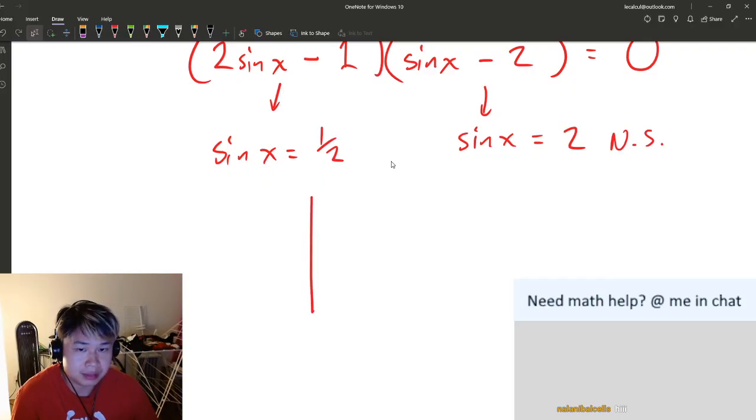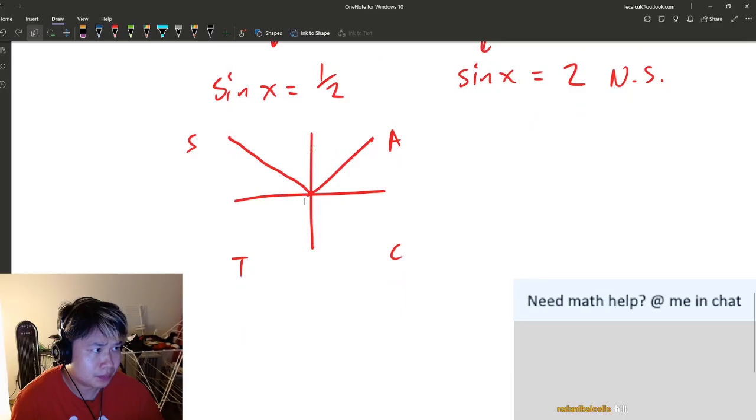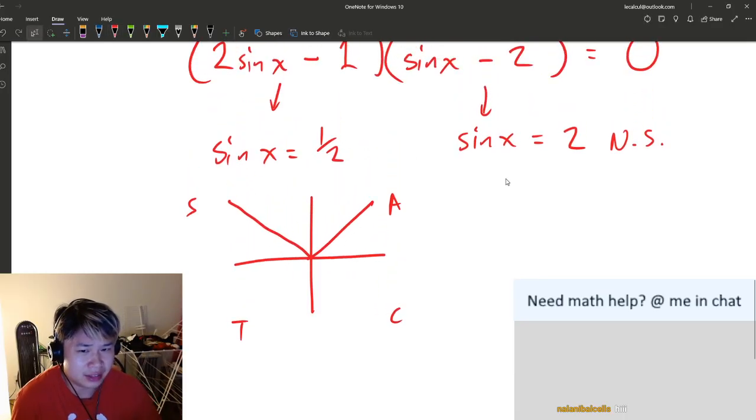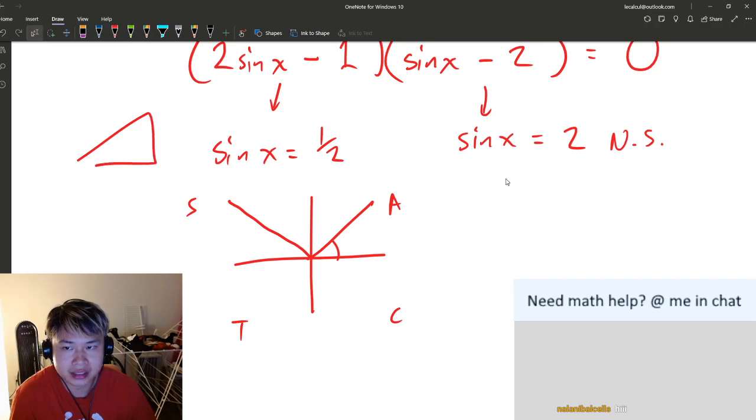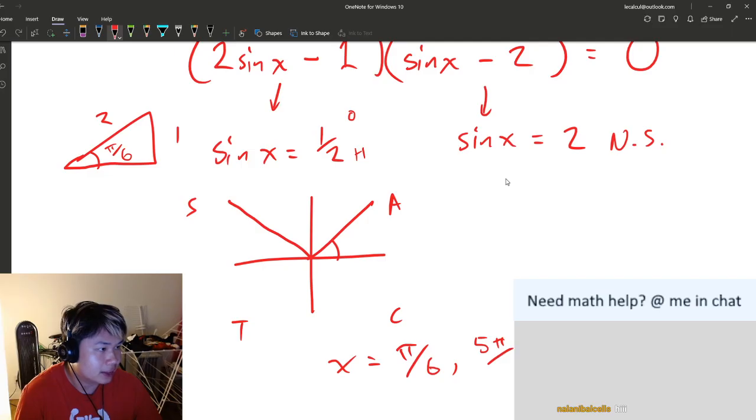Uh-oh. Summertime. A, S, T, C. We should have one solution here in quadrant 2 and one solution here in quadrant 1. This is a special ratio though. And then I think that is a reference angle. Gosh, this is what I mean by summer. I've forgotten everything already. 2, 1. Because this is the opposite and then this is the hypotenuse. I think this is pi over 6, right? Okay, so we have two answers for x. In quadrant 1 we have pi over 6, and then in quadrant 2 we have 5 pi over 6.